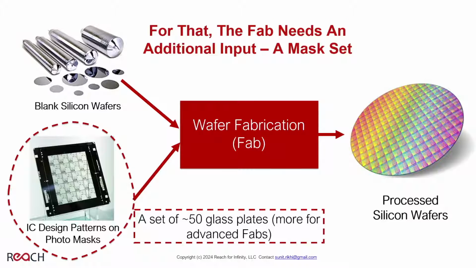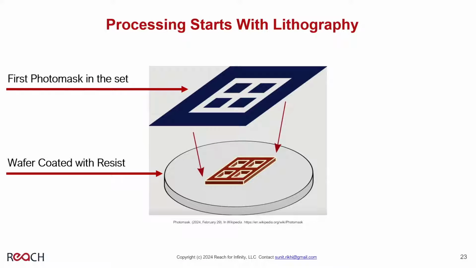So then, this is a simple Wikipedia depiction of what's happening. You take the first photomask, you insert it into a tool which exposes light from above down to a wafer coated with resist, and that image is captured and transferred, so to speak, onto that wafer surface. This process is referred to as lithography, but you can call it photography if you want. You won't be wrong.